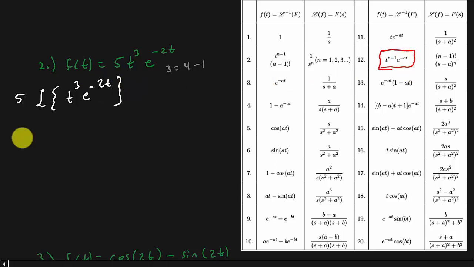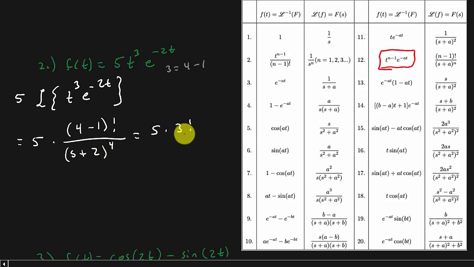And so we just plug this in, and that's going to be 5 times 4 minus 1 factorial over, see, n is 4, so I'm just plugging the 4 in here. That's going to be s plus a, and in this case, a is 2, and that is raised to the n power, so that's raised to the 4th. And so this is 5 times 3 factorial over s plus 2 to the 4th.